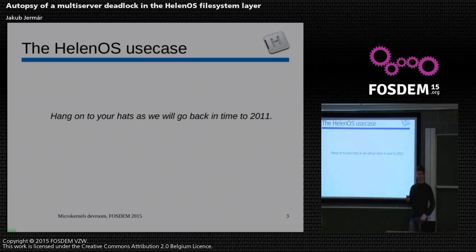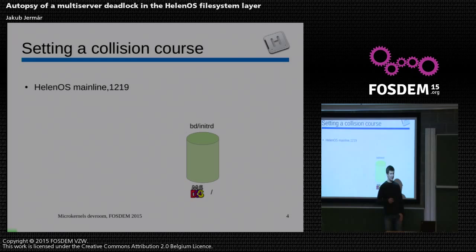First, here are the ingredients that we need in order to cause this deadlock to happen. So we need a four-year-old version of HelenOS. It's a mainline revision 12.19. It's kind of difficult to reproduce this issue on the current HelenOS, and it is also quite difficult to build that old revision 12.19 with the current toolchain. So it takes some effort if you wanted to try it yourself.